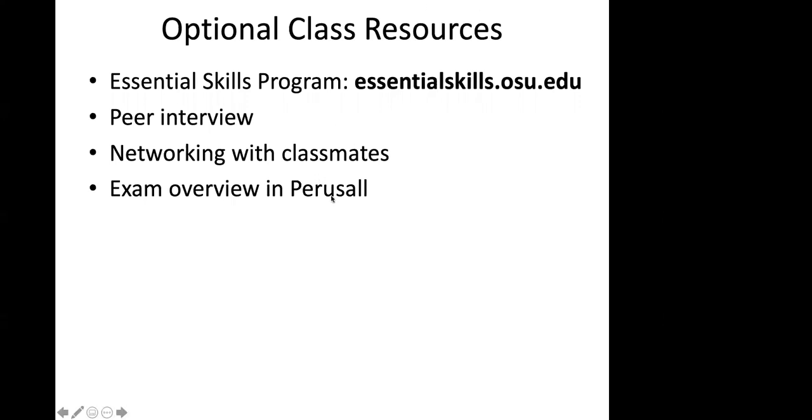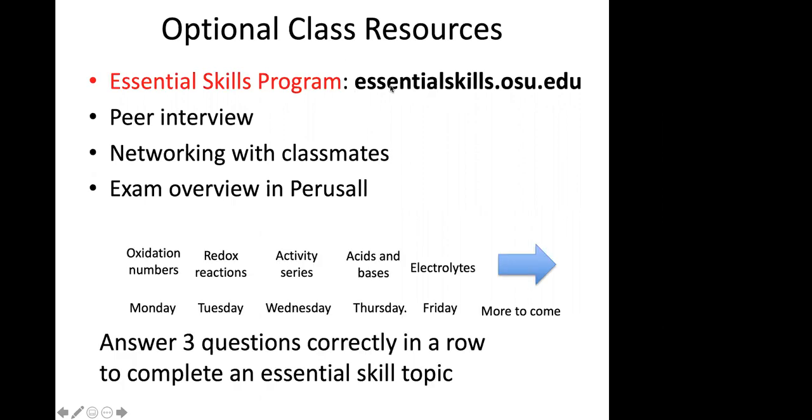As far as a few optional resources that I've put together, it's your choice whether you find them helpful or not. Some students do, some students don't. I mentioned last time this program that would allow you to test your essential skills. I give the link right there, essentialskills.osu.edu. It's free to use. This week, I've loaded it up with some questions involving oxidation numbers, redox reactions, the activity series, and acids, bases and electrolytes. In each of these, it's just a really quick check-in to see if you know the idea and can apply it. Answer 3 in a row correctly, and you're done with that particular topic.